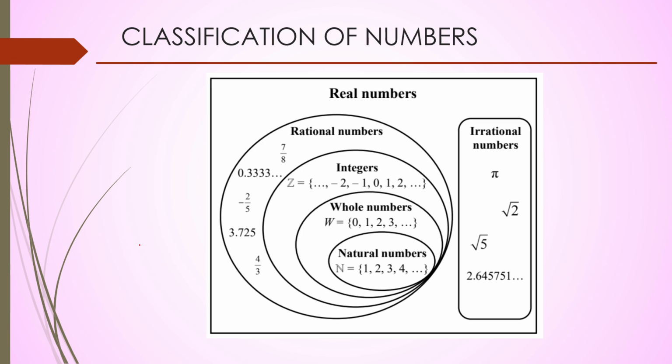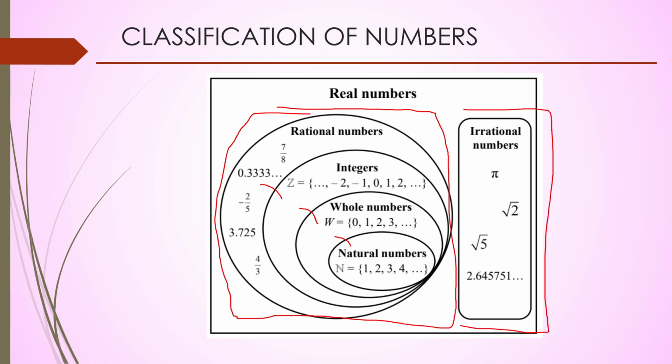As you can see here, as we discussed, natural number is a subset of whole number. Whole number is a subset of integers. Integers is a subset of rational numbers. But rational numbers are not a subset of irrational numbers. They are two separate things, and both of them are in the real number realm.